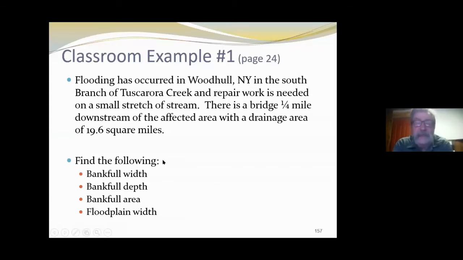So example number one, Woodhull, New York, and you're working in the stream. You've got some repair that's needed on a small stretch of stream, and you've got a bridge about a quarter-mile downstream.